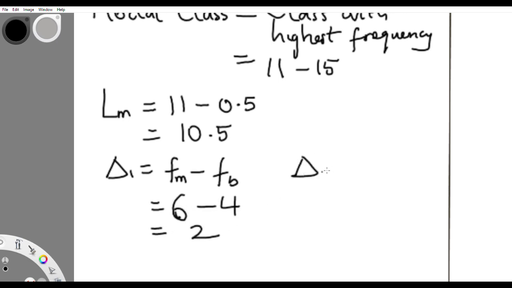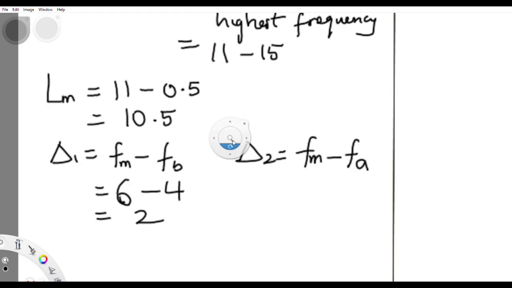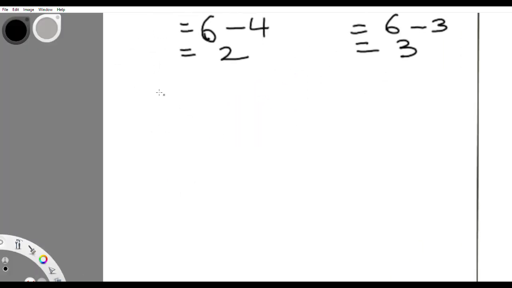Now we need to know delta 2, which is frequency of the modal class minus frequency of the class after it. Frequency of the modal class is 6, frequency of the class after it is 3. That's 6 minus 3, and that is 3. So we already have that, and the class size, we already know how to get that. That is 5.